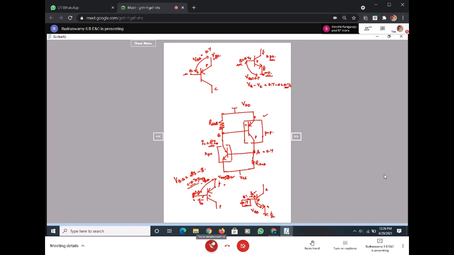Just to make sure, the base should be at 2.3 volts because VDD is at 3 volts. I've already given that 3 volts, right? Now you take VBE. It is VB minus VE. But VE is at positive potential. This is V plus. VB is at negative potential. So it is minus 2.3 plus 3, it is again 0.7. Is that clear? This is how we will be going.